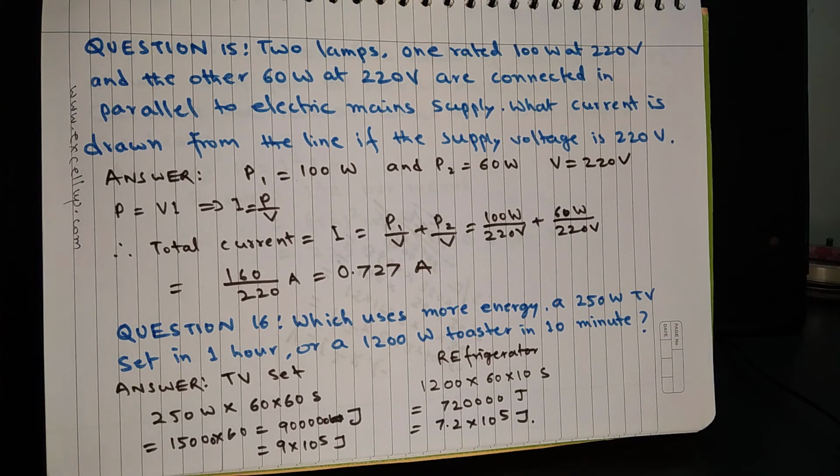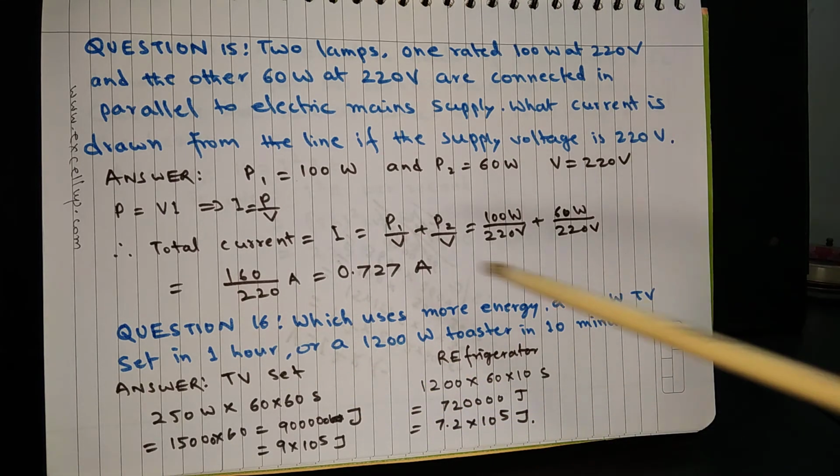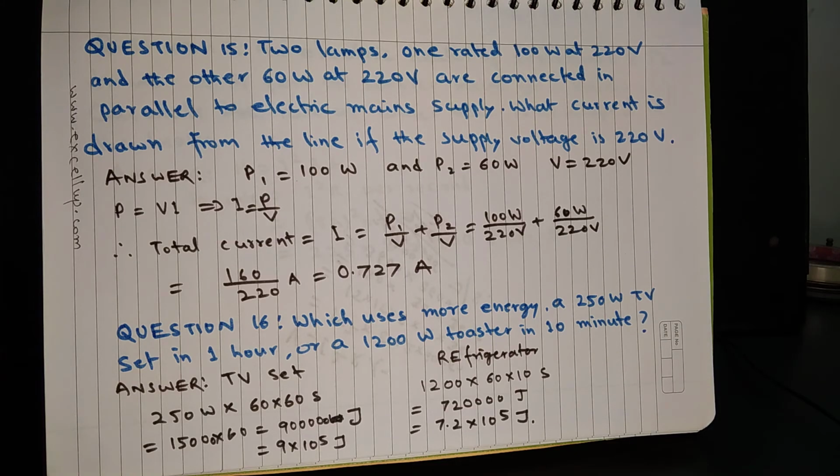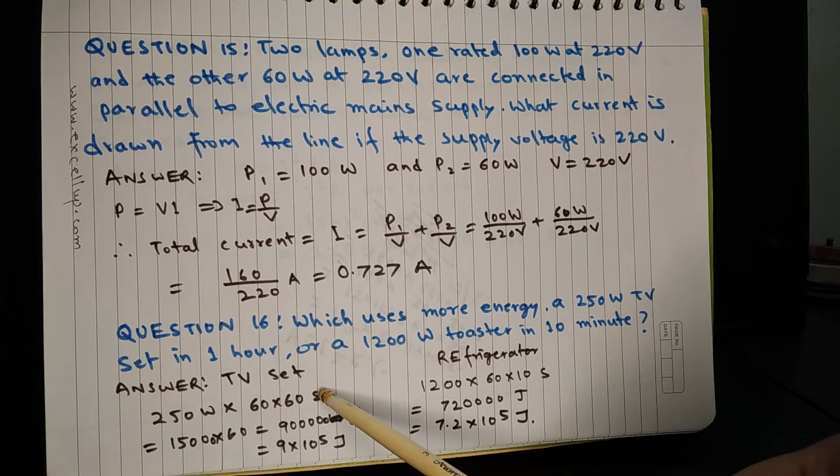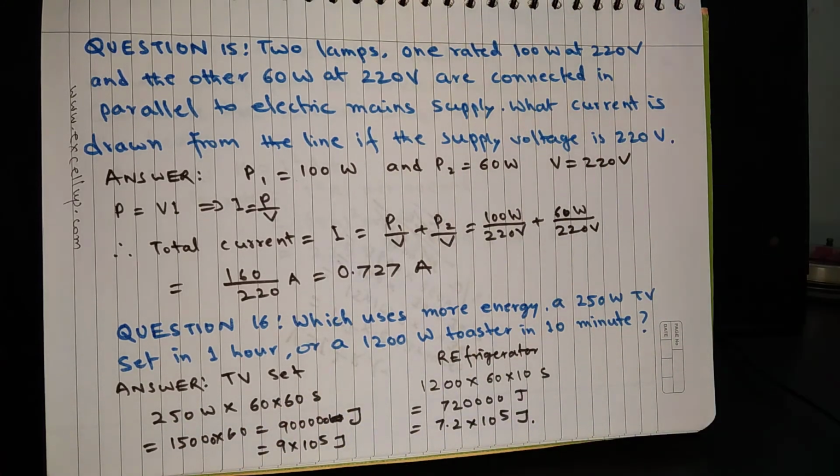Question 16. Which uses more energy? A 250 watt TV set in 1 hour or a 1200 watt toaster in 10 minutes. So let us calculate. For the TV set for 1 hour, that is 60 into 60 seconds, it will be 250 watt multiplied by 3600 seconds. So it will be 9 into 10 power 5 joule.